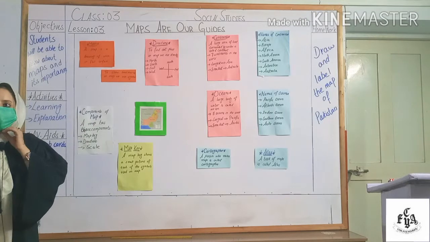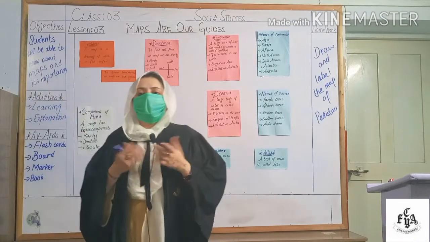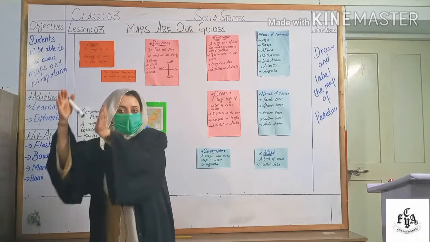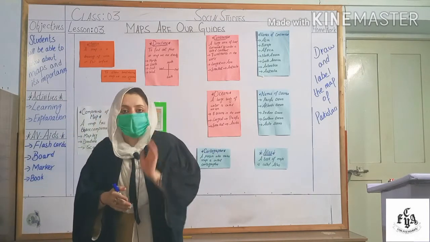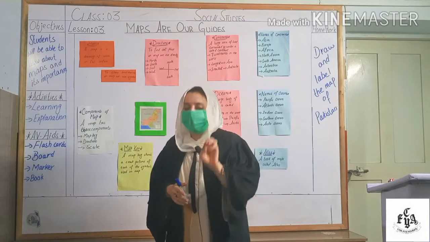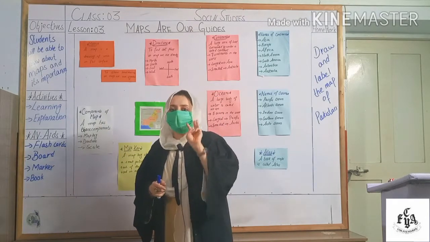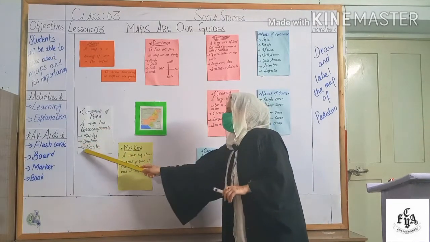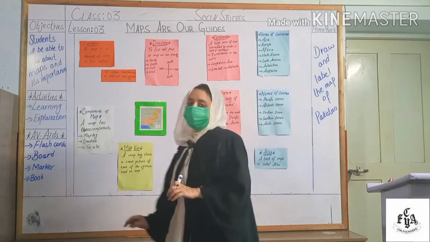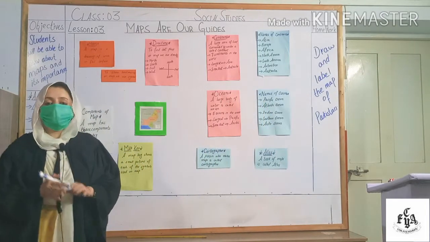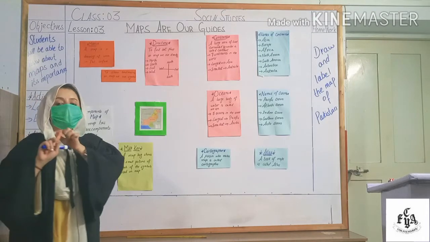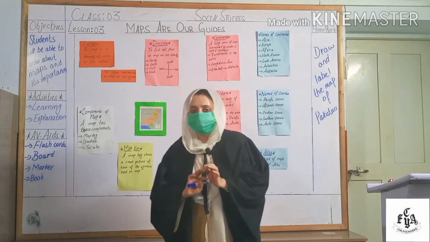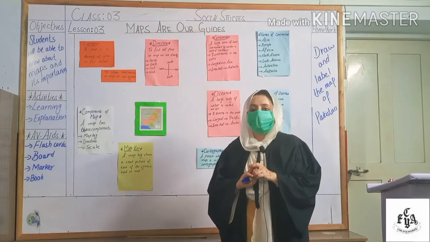Now come towards the components of a map. Components mean the things of which the map is formed. So in maps we have 3 components. How many components? 3 components. Map key, directions and scale. What are the 3 components that a map is made of? Number 1 is map key, the second one is direction, the third one is scale.